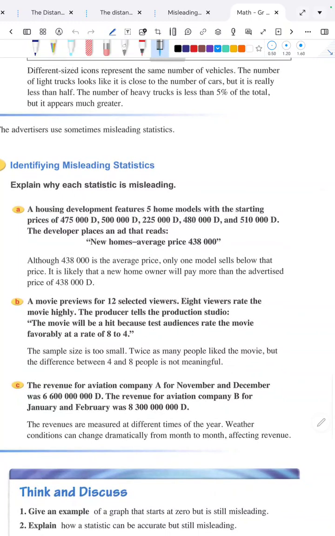Now, a housing development. They have 5 models. The prices start with 475,000 dinars, 500,000 dinars, 225,000 dinars, and 480,000 dinars. The last one is 510,000 dinars. And they wrote what on the top? New homes average price 438. Why is it misleading? It's misleading because there's only one of them under this price. That's why it is misleading.